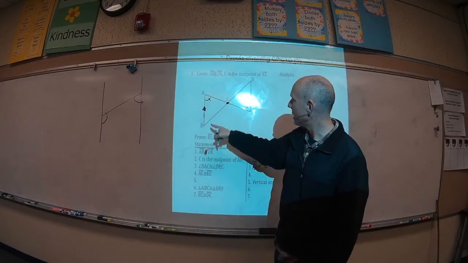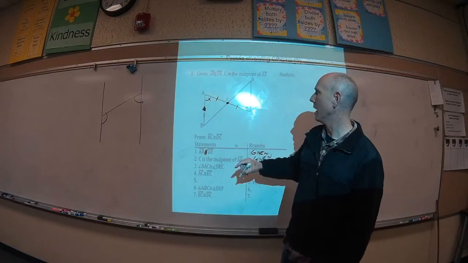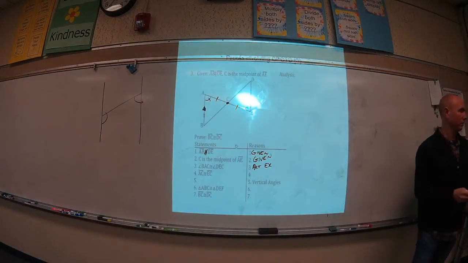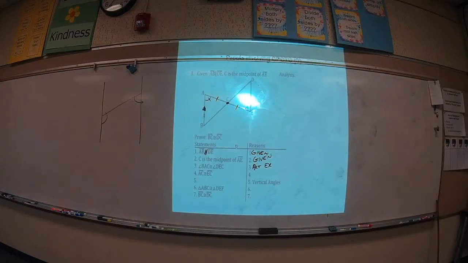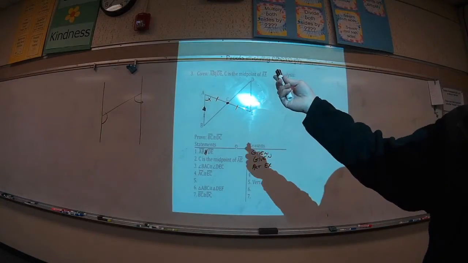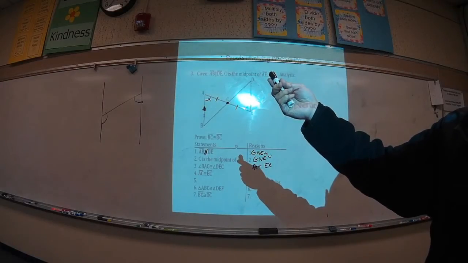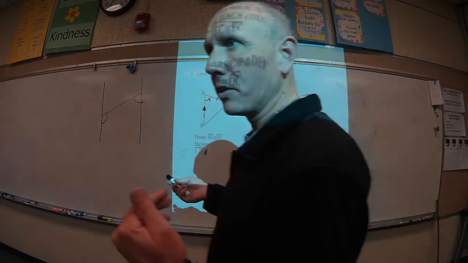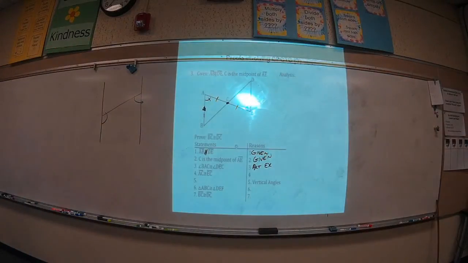AC is congruent to EC. How do I know that's true? Notice nowhere up there is a bisector ever mentioned. So you can't bring a bisector in on your own unless it was given to you. What was given to you though?